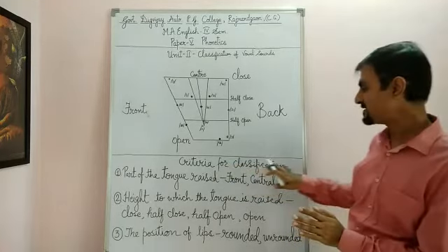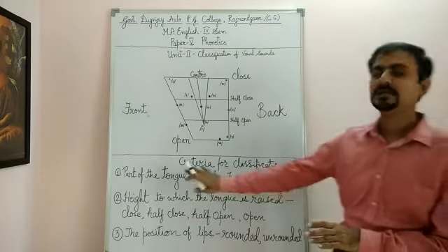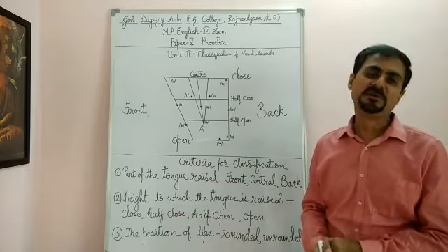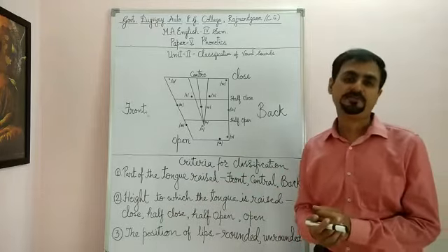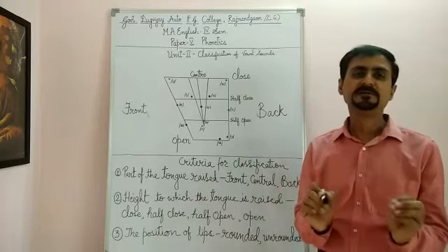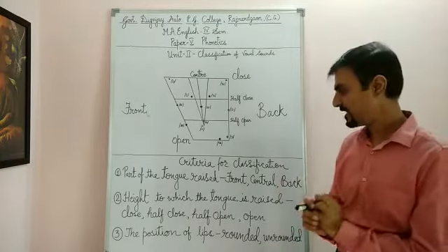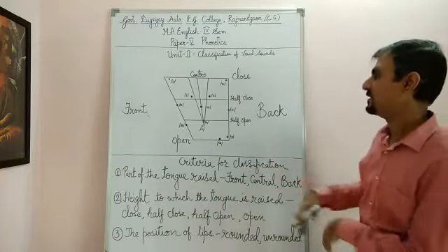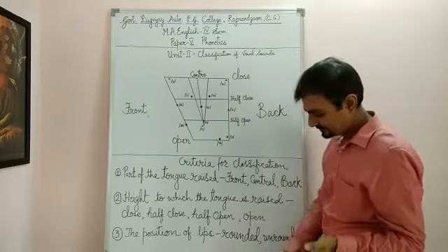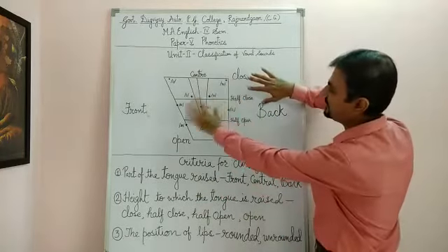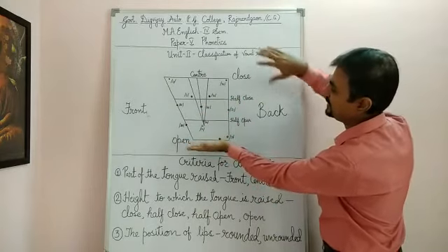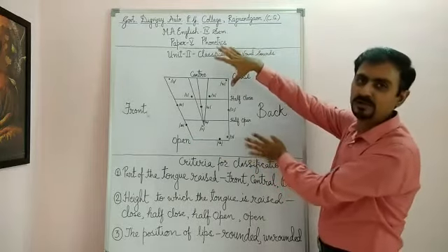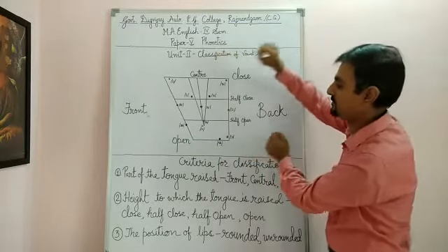The criteria for classification of vowel sounds is three-level. It is said to be a three-level classification. Now, what do we mean by level? Level means it is termed in three ways. The first thing is the part of the tongue raised. Imagine this diagram. This diagram represents the vowel sounds. At present, there are the 12 pure vowels of English.